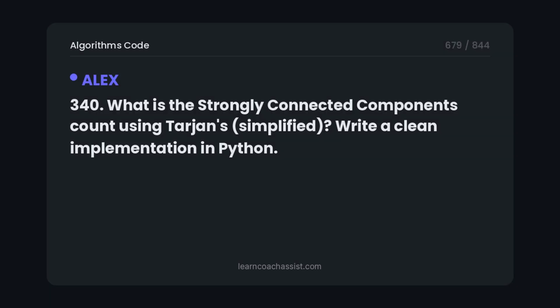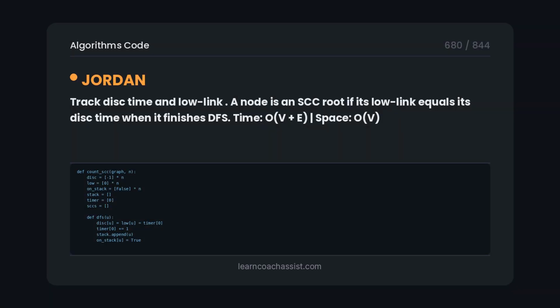340. What is the strongly connected components count using Tarjan's, simplified? Write a clean implementation in Python. Track discovery time and low link. A node is an SCC root if its low link equals its discovery time when it finishes DFS. Time O(V+E), space O(V).